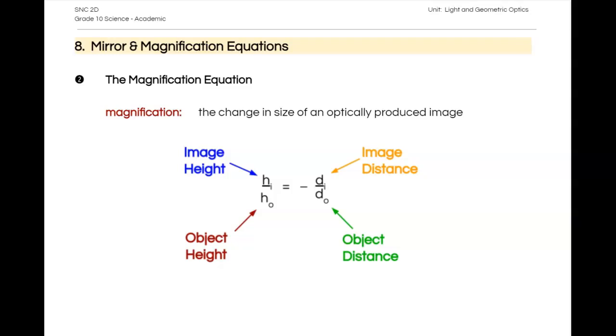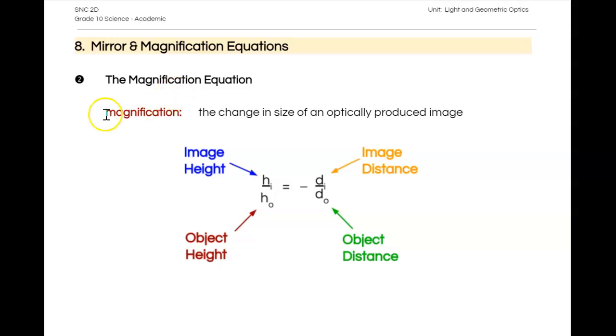So here we are today continuing our conversation about these mirror and magnification equations. This is the second of two screencasts on this topic, so if you missed the first one, you're going to want to circle back and watch that first. Now, typically students find that the magnification equation is a little bit easier to work with. So that's a good thing.